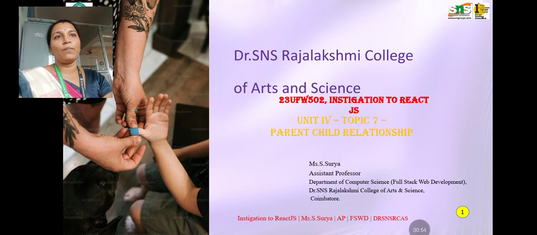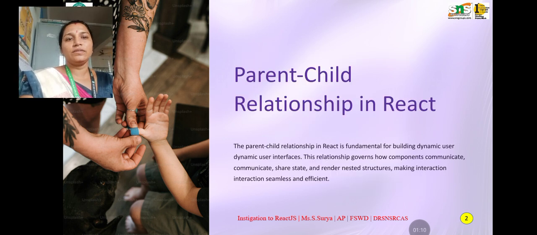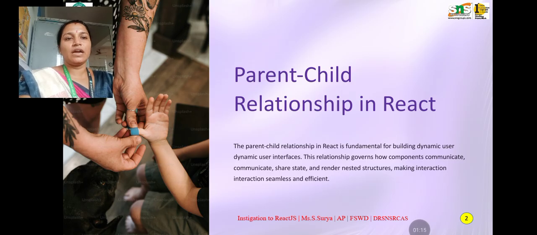Props means properties, right? First, the parent-child and props flow: passing data from the parent to the child. The simplest way is for the parent to communicate to the child by passing data with props. Here we are seeing communication, state and renders in a nested structure, which gives seamless and efficient interaction.